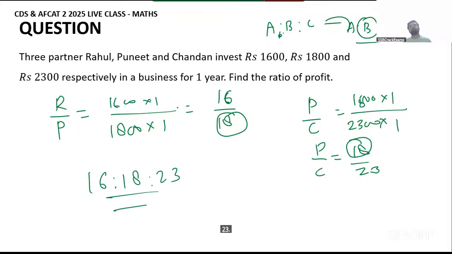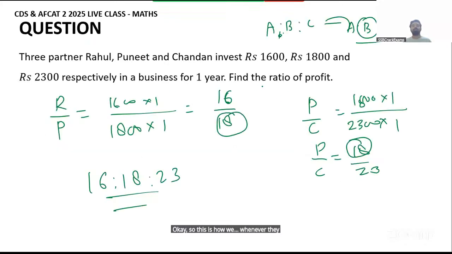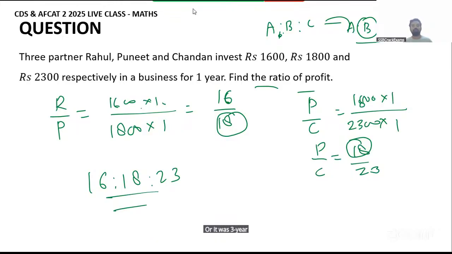So this was easy. This is equal to profit of A upon profit of B. Whenever they ask you to find the ratio of profit or loss, simply do investment into time. Suppose it was 2 years, then you need to multiply everything by 2. Or if it was 3 years, then you have to multiply everything by 3.